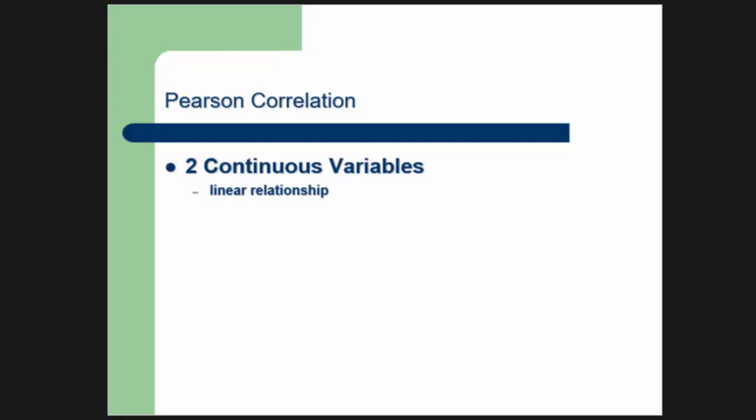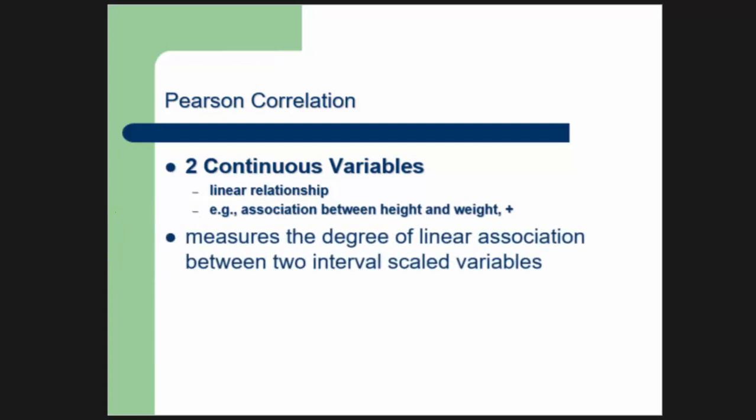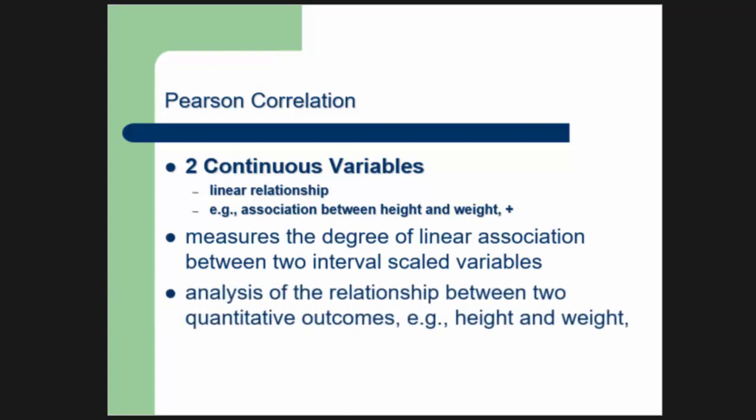Okay. So Pearson correlation, you got the relationship between two continuous variables. So I already explained about height and weight. Okay. So what does it measure? It measures the degree of linear association. The value that you get between -1 to 1 is the degree of linear association between variable x and variable y. Okay. So for example, you are analyzing the relationship between height and weight.